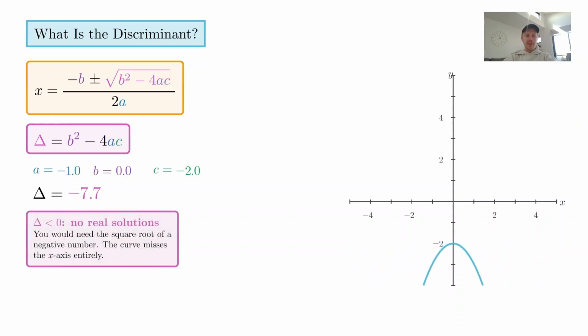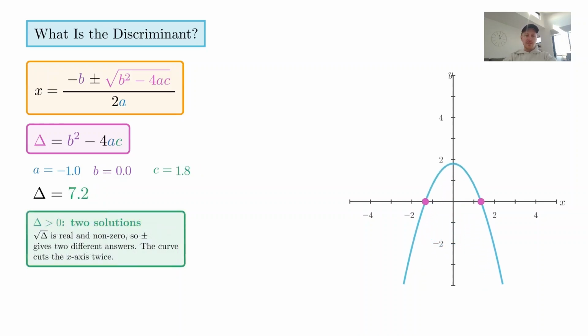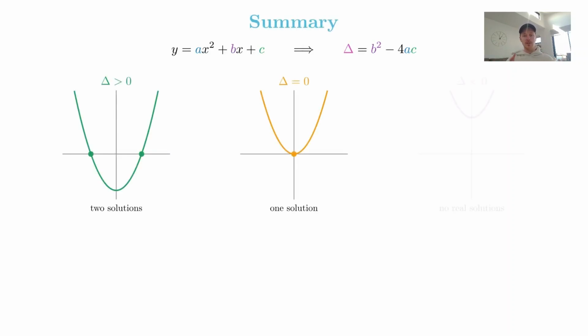And then if a is negative, or say it's -1 and b is 0 and c is -2, that a value, if it's negative, it flips the parabola the other way around. So you're hopefully starting to see how it all connects together, how the discriminant discriminates between different kinds of parabolas, in particular, how many solutions they have.